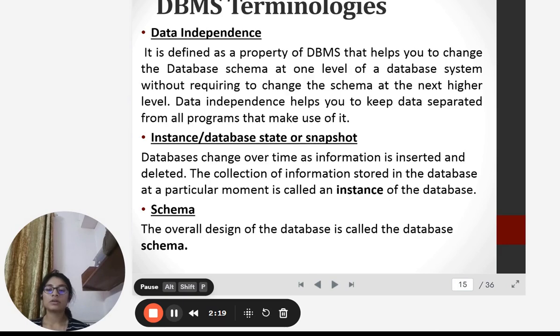Instance, database state or snapshot. Database changes over time as information is inserted and deleted. The collection of information stored in the database at a particular moment is called an instance of the database. Schema, the overall design of the database, is called the database schema. So schema is basically the structure or the rough design of the database.